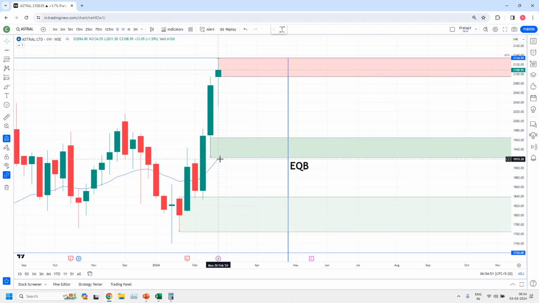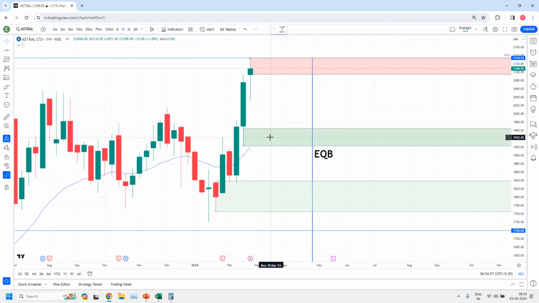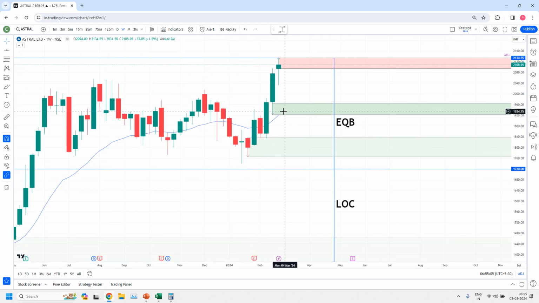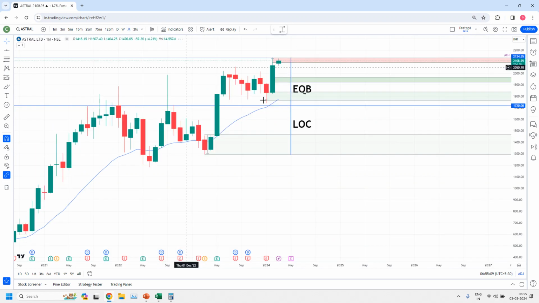Just about, a small buffer you can add. So this zone is having EMA confluence, weekly EMA confluence. If an overextension completes on the weekly by the time it reaches this zone, that way you can give priority. What about monthly?